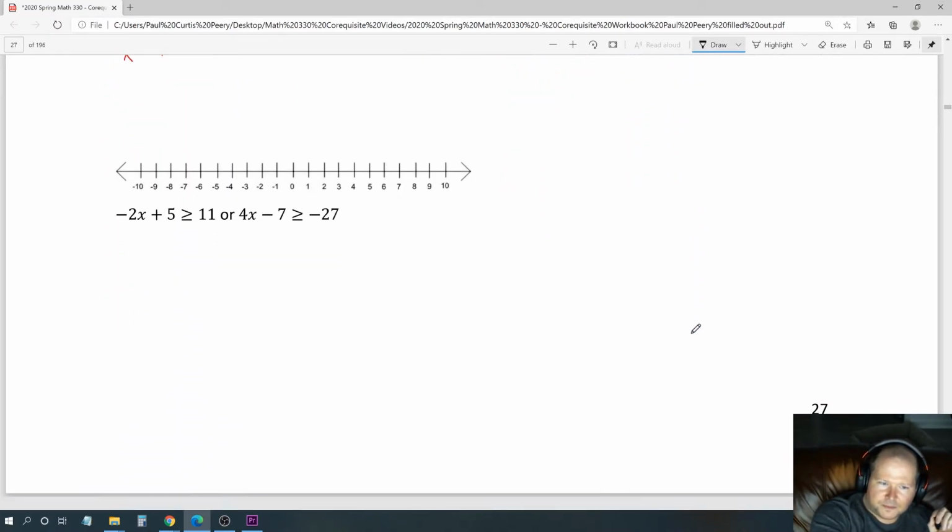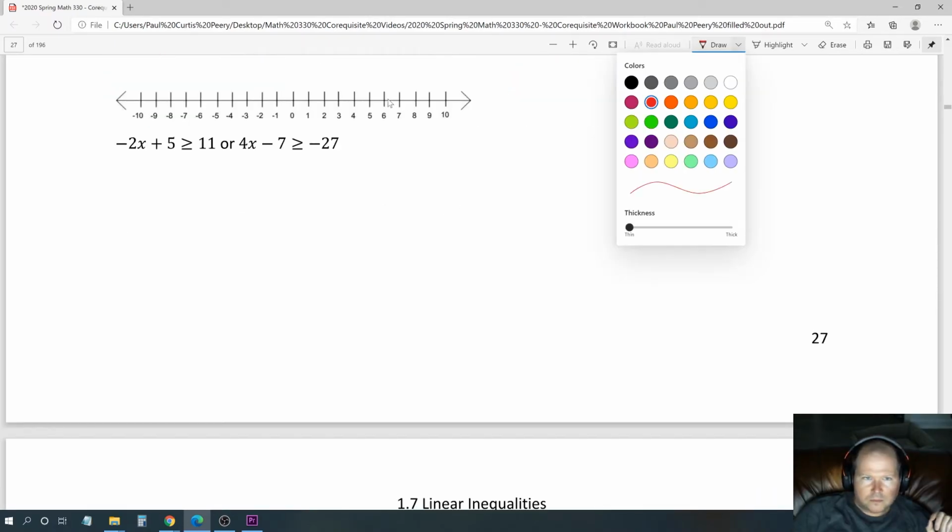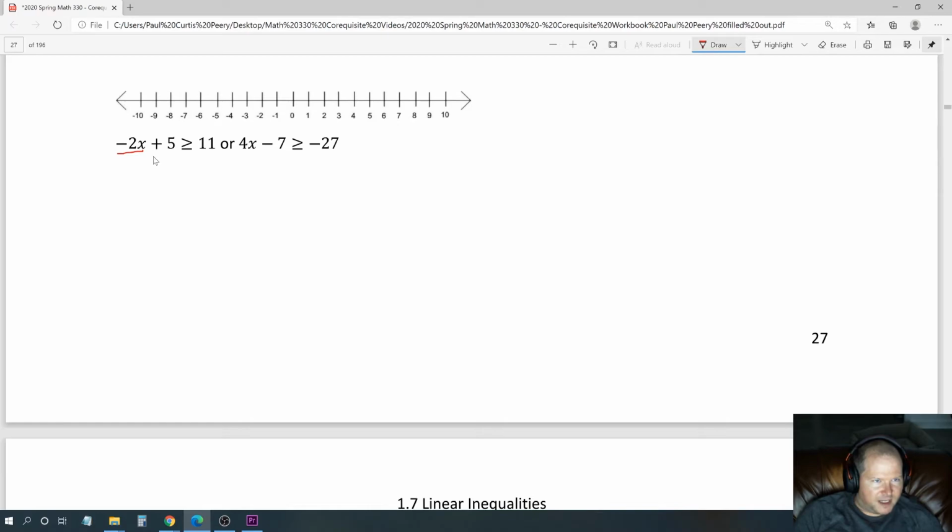Let's try another one. Okay, so we have to solve each equation separately. So first we have negative 2x plus 5 is greater than or equal to 11. We need to get the negative 2x by itself by undoing the addition of 5 by subtracting 5. Whatever you do to one side, you do to the other. It gives me negative 2x is greater than or equal to 11 minus 5, which is 6.